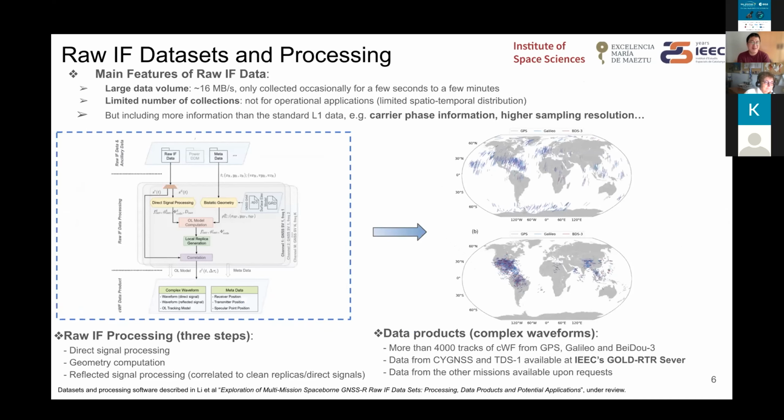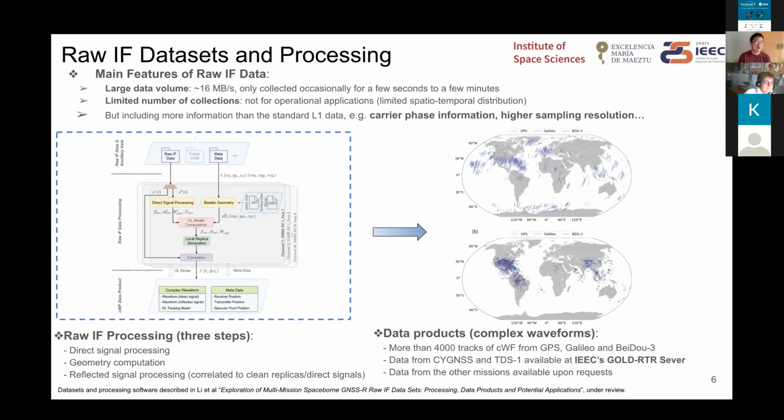The sampling rate of the RAW-F data is quite high, from a few mega samples per second to tens of mega samples per second. So we can only collect a few seconds to a few minutes of this kind of data. With a limited size of RAW-F data, normally it's not possible to do any operational applications. But this kind of data provides much more information than the standard level 1 data. For example, we can extract high sampling rate data products with carrier phase information.